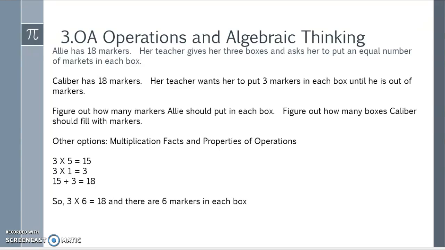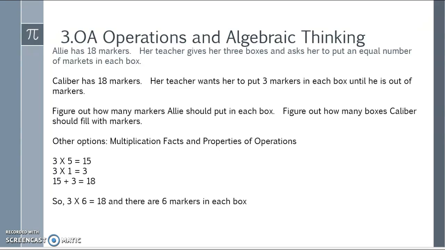We could use multiplication facts and properties of operations as well. So 3 times 5 is 15, and 3 times 1 is 3, so 15 plus 3 is 18. Therefore, 3 times 6 is 18, and there are 6 markers in each box. A little more explaining with this problem. What they did here was take 6 and decompose it into 5 and 1. So 3 times 5 is 15, and 3 times 1 is 3. Then adding their respective totals, 15 plus 3 is 18.